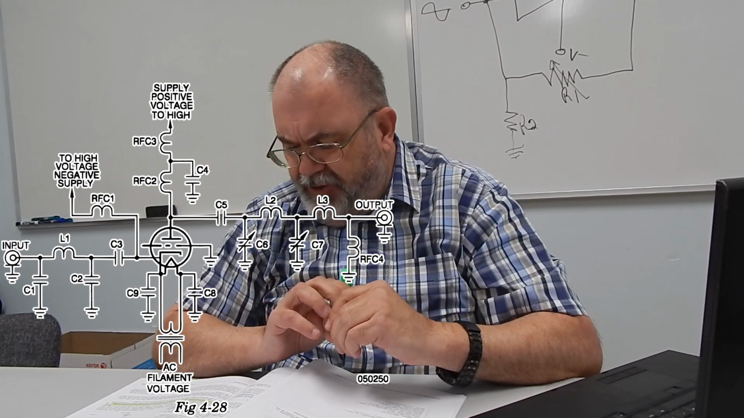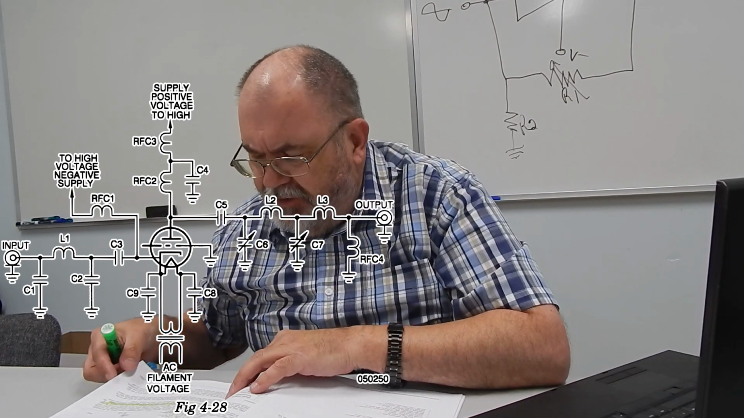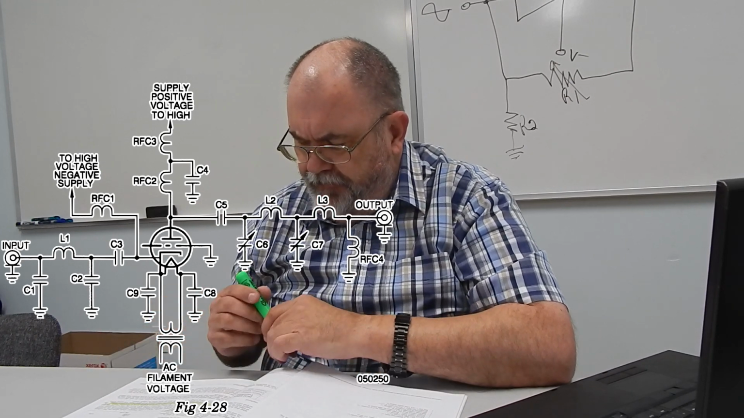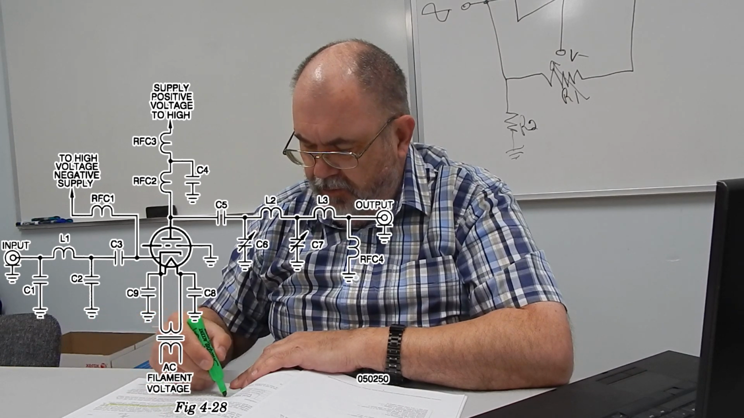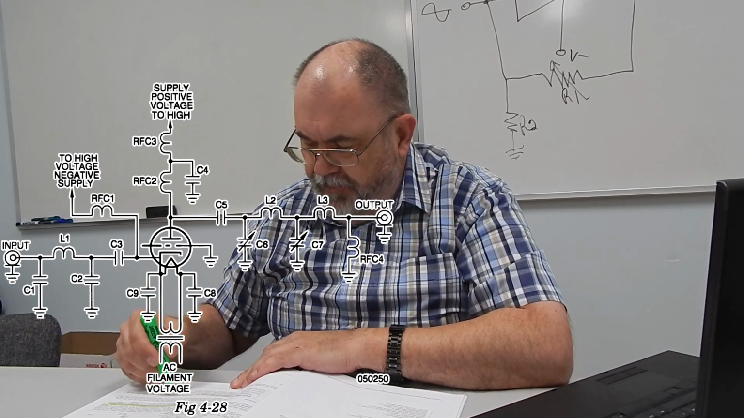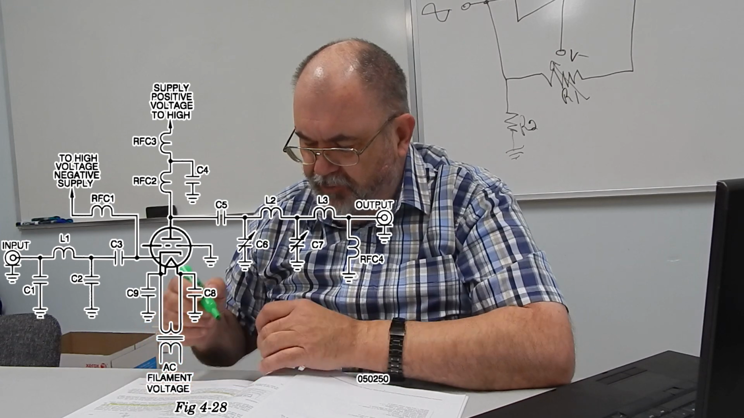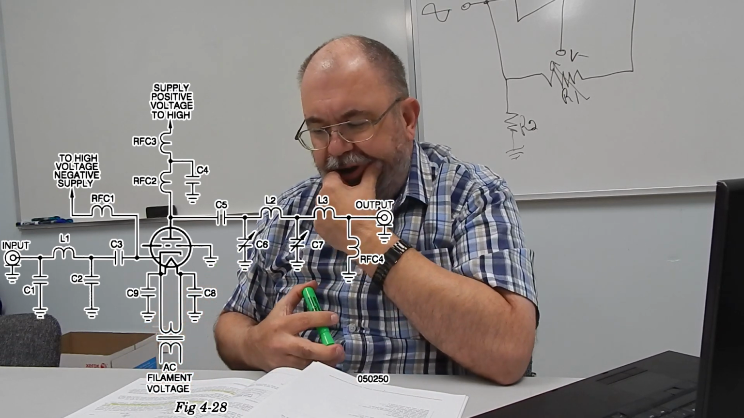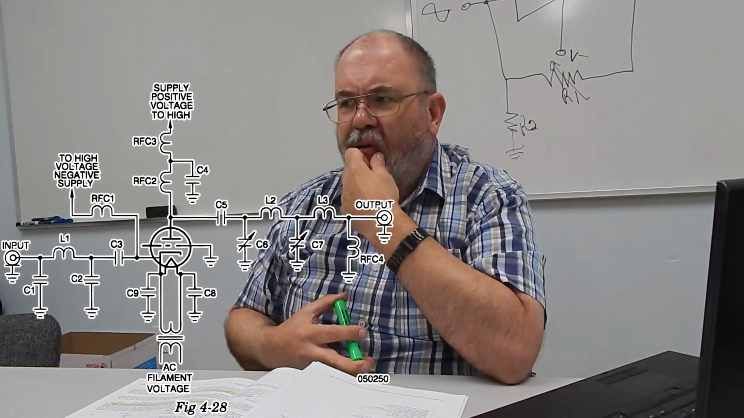Okay, then we've got, oh, what is it there? C6, C7, L2. What the heck is that? This one here is something we really haven't talked much about, but it's kind of a filter, yeah.